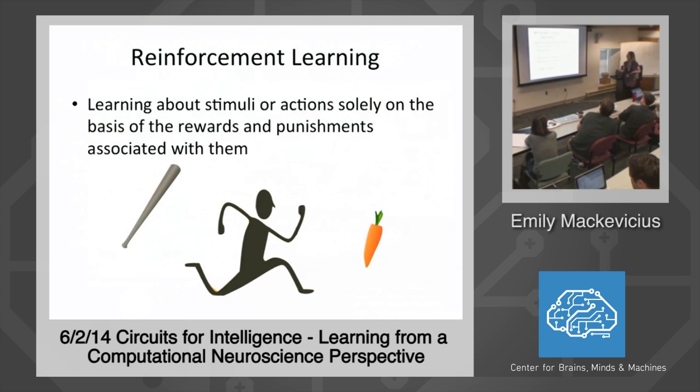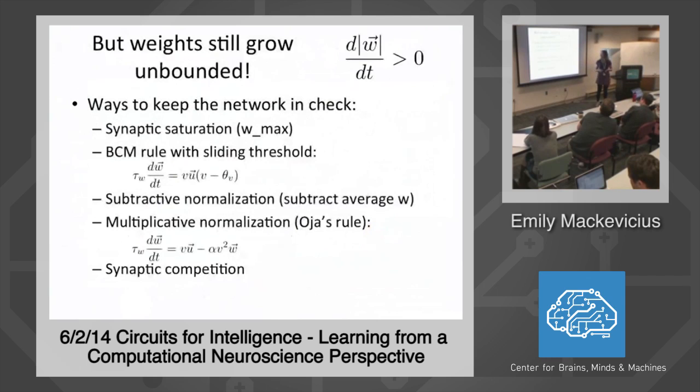There's also the BCM rule, which sets a sliding threshold dependent on the activity, different types of normalization, and a lot of these wind up in having synaptic competition. So as a practical matter, you have weights to certain inputs, but not all of your inputs getting strength.